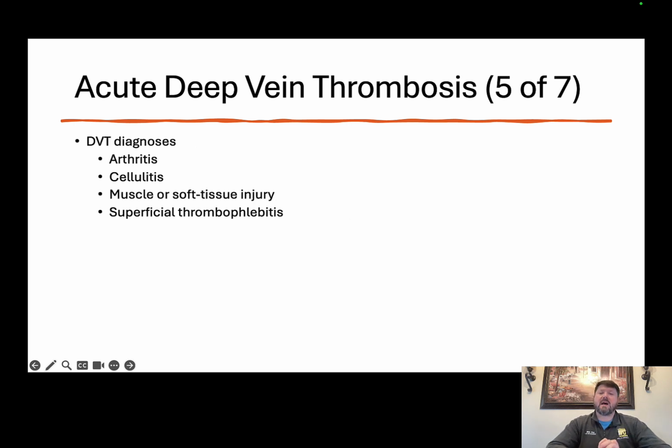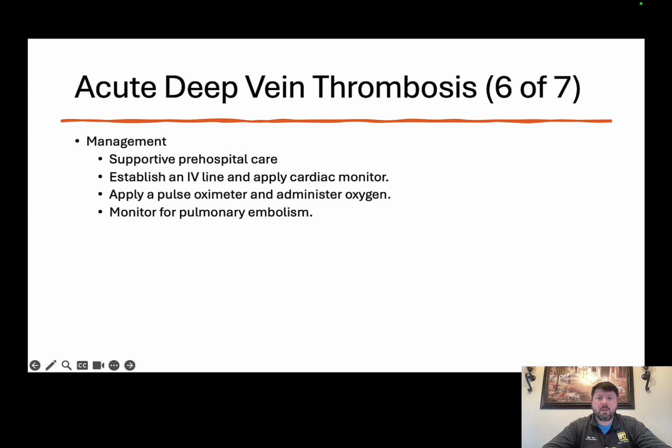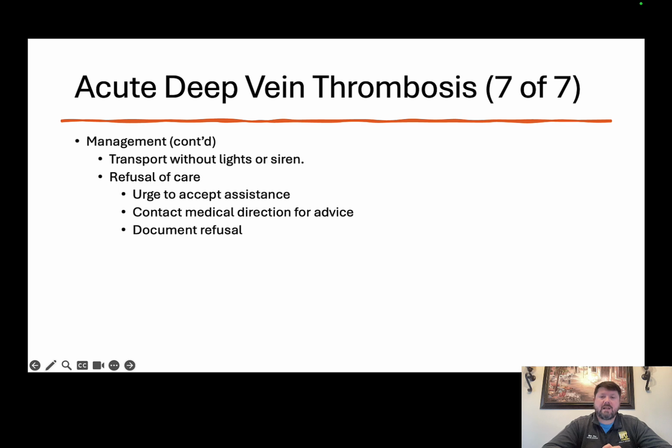The differential diagnosis for DVT includes arthritis, cellulitis, muscle or soft tissue injury, or superficial thrombophlebitis. Supportive care is mainly what you're going to do in the pre-hospital setting. Transport without lights or sirens. If the patient refuses care repeatedly, urge him or her to accept your assistance, including transport. Consider contacting medical direction for advice and document the patient's refusal.